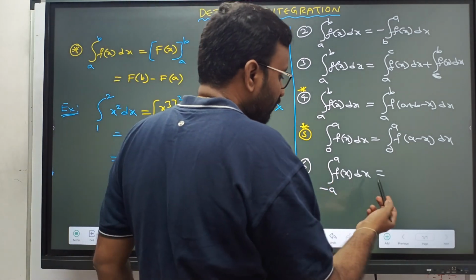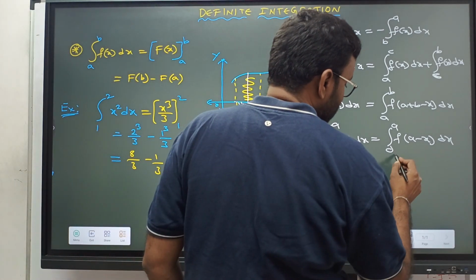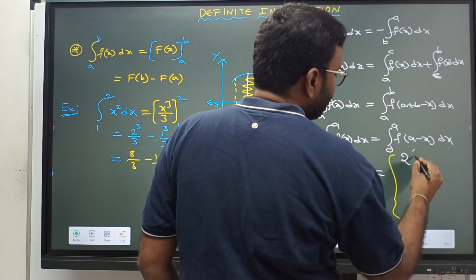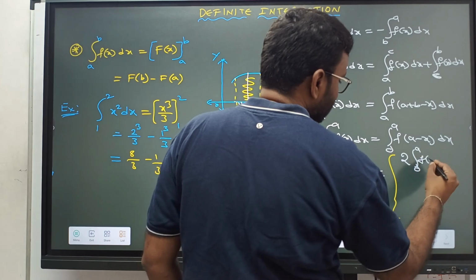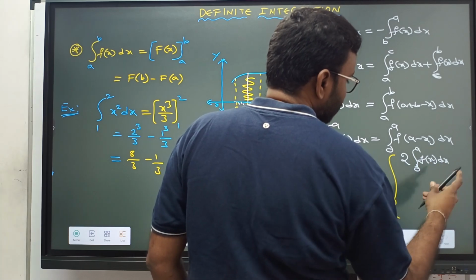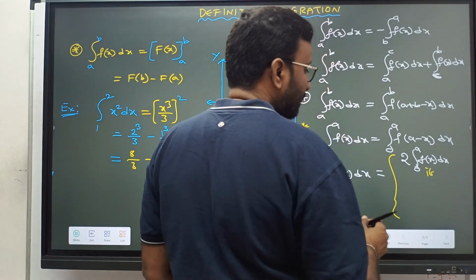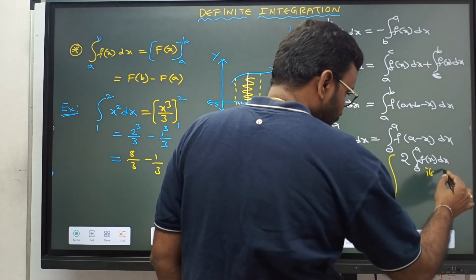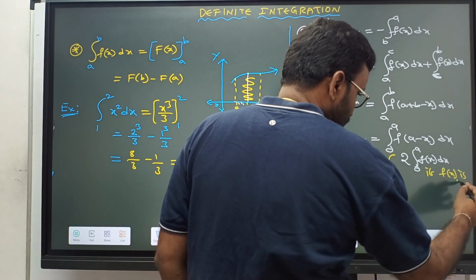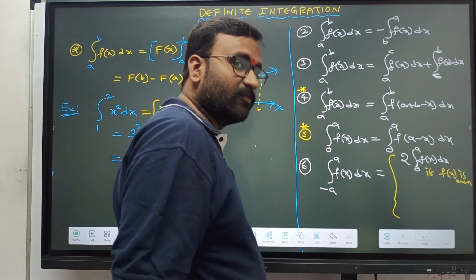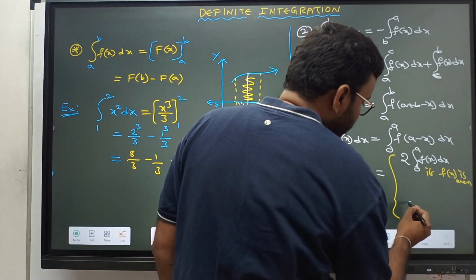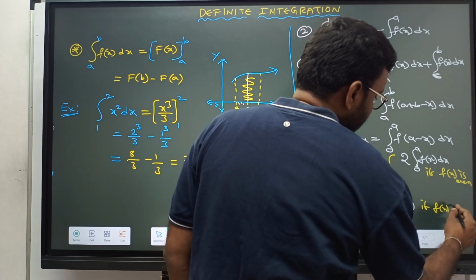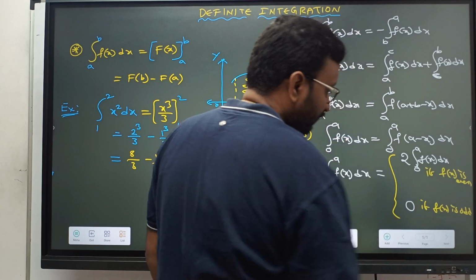So here, integral minus a to a f of x dx can be written in two ways. One is 2 integral 0 to a f of x dx, if this f of x is even. You know already even functions, odd functions. And the second option is 0 if f of x is odd.